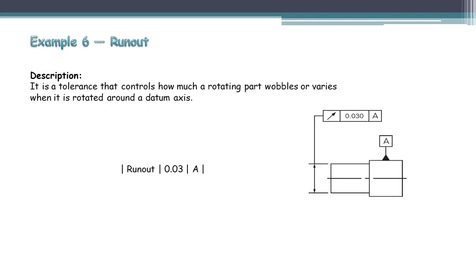Next is runout. When a shaft spins, does it wobble? Yes. Runout controls how much wobbling is allowed as it rotates around a datum axis. The left cylindrical surface must not wobble more than 0.03 mm with respect to the datum A.